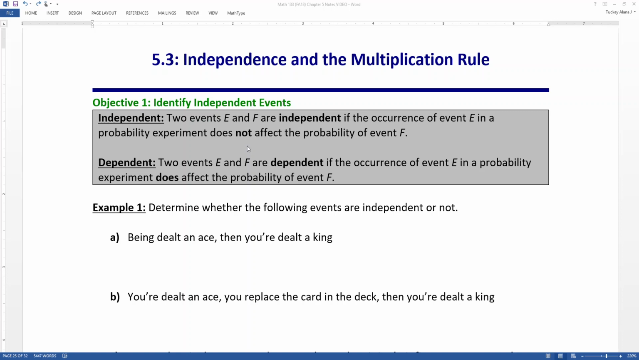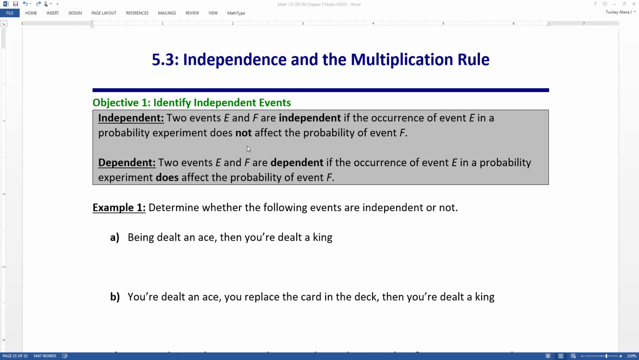So far in section 5.1, we learned the definitions and basic rules of probability. And then in 5.2, we learned about disjoint, also known as mutually exclusive, and the addition and complement rules. So we want to go from there and kick it up a level to talk about the independence definition and multiplication rules.